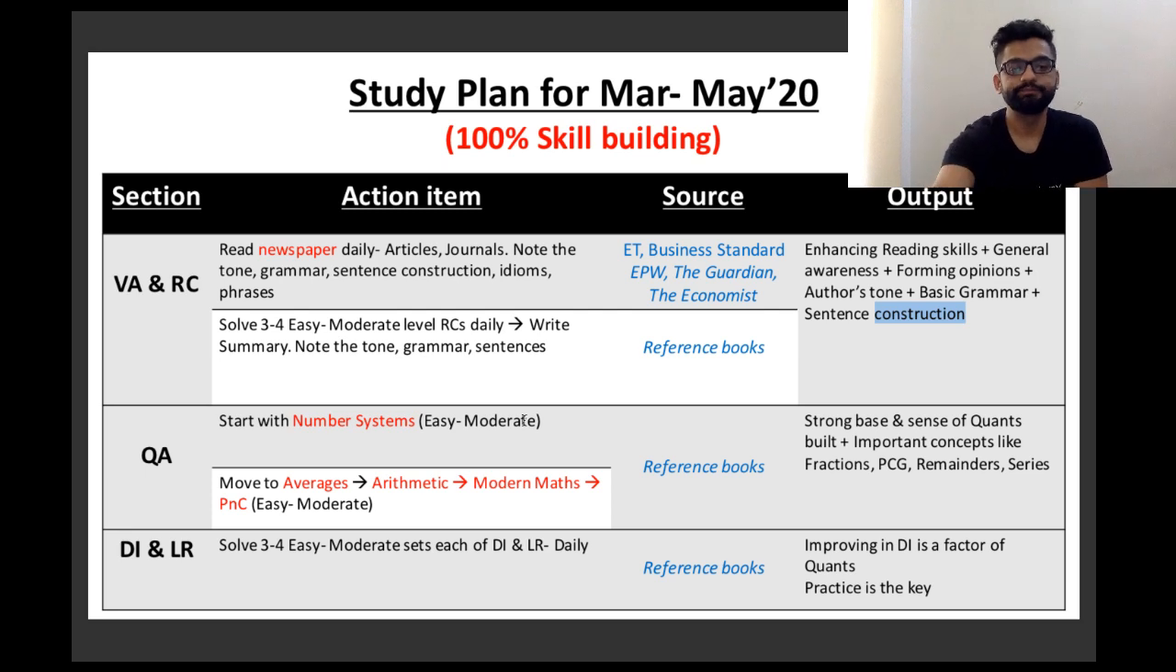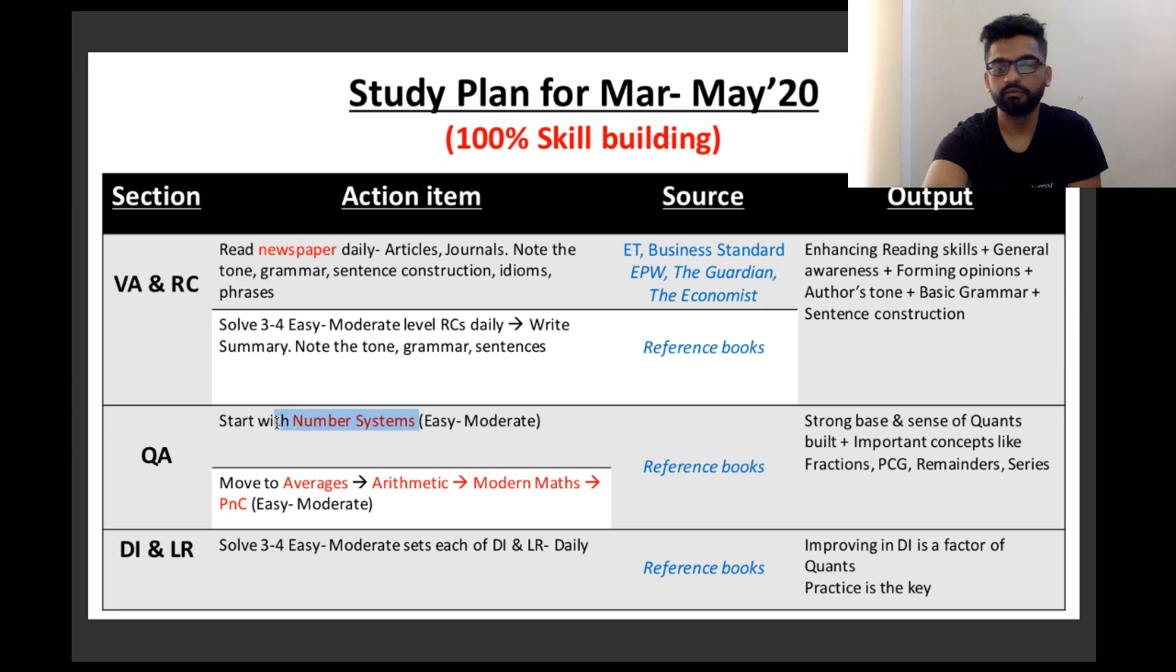QA, that is quantitative aptitude. What should you do in the next 3 months to build your QA skills? I would say start with number systems. दुनिया जो भी कह रही है कि नहीं पहले ज्योमेट्री कर लो, पहले PNC कर लो, वो easy है. I would say try starting with number systems. This is something most of the people would tell you.